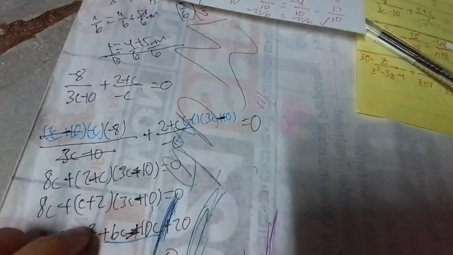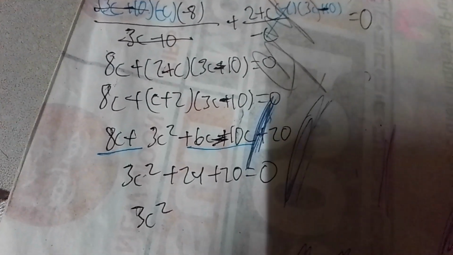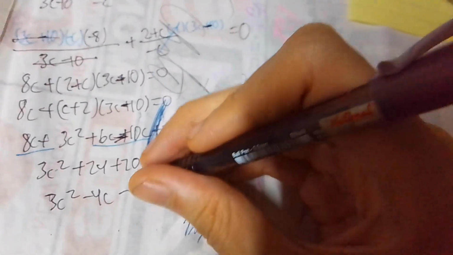So that becomes 14. 6c, negative 10, so that's negative 20. So it's supposed to be 3c squared, 6c, and then 8 plus 6 is 14. Minus 10 is negative 4c. And negative 10, negative 20, all equals 0. Is that right, guys? I think it's not the right answer. I have to double check my solution.